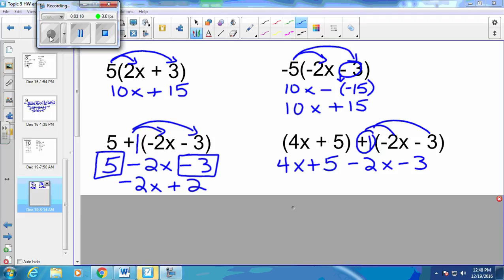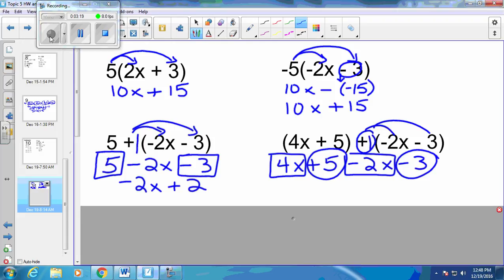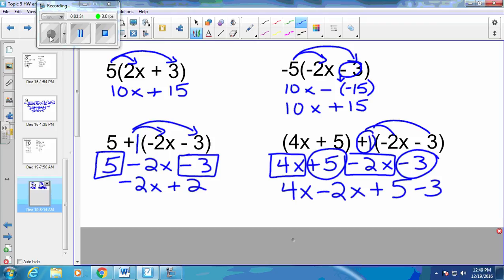Again, my like terms would be the 4x and the minus 2x, and then the 5 and the negative 3. Those are both constants. If you want to, you could put the like terms next to each other. So I'll have 4x and the minus 2x. Then I'll bring the plus 5 and the minus 3. 4x minus 2x is positive 2x, and the 5 minus 3 is positive 2. So that gives me my final answer there. Okay, so I can't go any further.